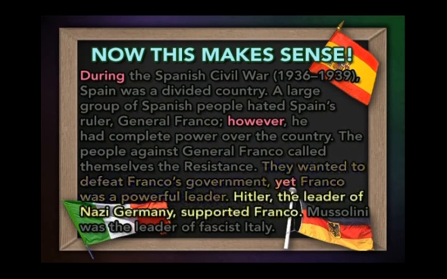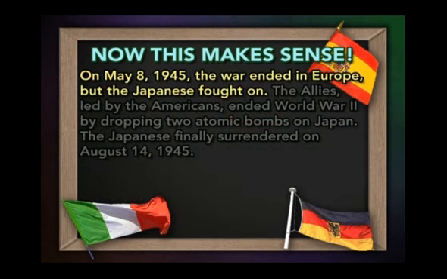Hitler, the leader of Nazi Germany, supported Franco. Mussolini was the leader of fascist Italy. On May 8, 1945, the war ended in Europe, but the Japanese fought on. I'm using the but to show a contrast. The war ended. However, nevertheless, or but, the Japanese continued to fight.